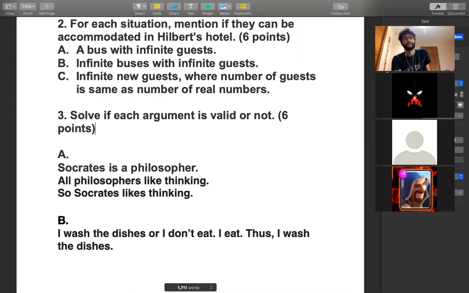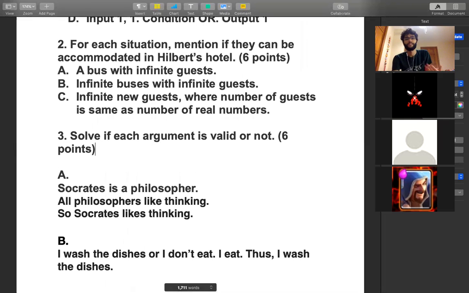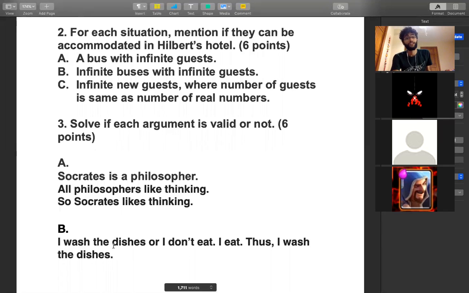Okay, so in this case, you have to decide if each of these arguments is valid or not. The first argument is: Socrates is a philosopher. All philosophers like thinking, so Socrates likes thinking. That's the first one. And the second one is: I wash the dishes or I don't eat. I eat, thus I wash the dishes. This is the second question. I don't know if the things could be a little confusing, but I'm pretty sure if you think deep enough, you'll get answers to that.